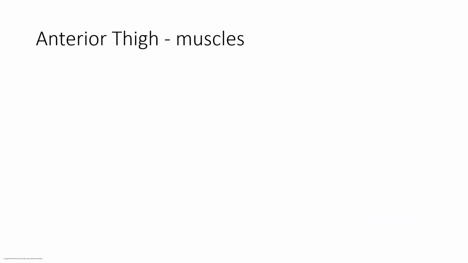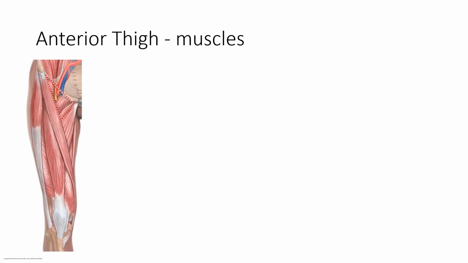So now that we talked about the femoral triangle, let's move on and talk about the anterior thigh muscles. As I've always said, one of the best ways to learn anatomy is by grouping. So in this compartment, we have 4 muscles that we're going to look at, some of which we've actually just seen in our femoral triangle.